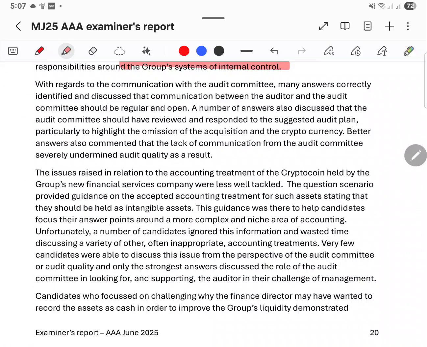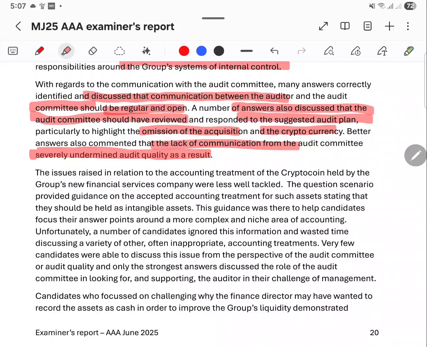With regard to the communication with the audit committee, many answers correctly identified and discussed that the communication between the auditor and the audit committee should be regular and open. A number of answers also discussed that the audit committee should have reviewed and responded to the suggested audit plan, particularly to highlight the omission of the acquisition and the cryptocurrency. Better answers also commented that the lack of communication from the audit committee severely undermined audit quality.